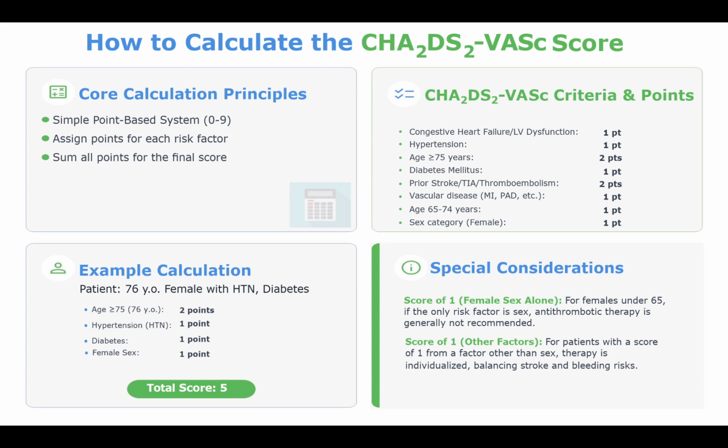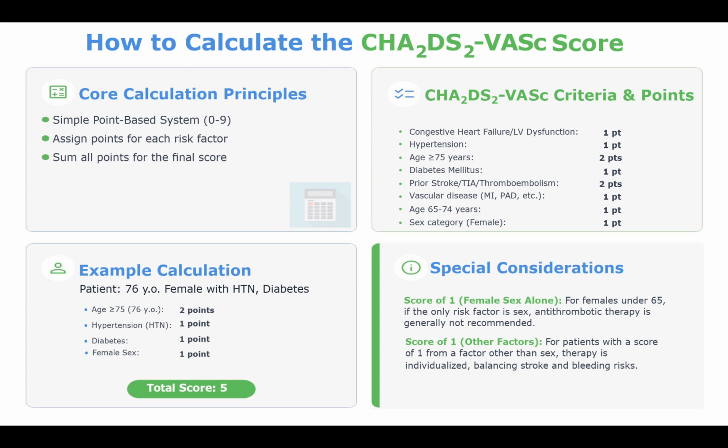First, for her age, say more than 75, she clearly qualifies for 2 points. Next, for hypertension, she receives 1 point. For diabetes, she also gets 1 point. And finally, for her sex category, female, she adds another 1 point. Summing these up, 2 plus 1 plus 1 plus 1 equals a total score of 5.